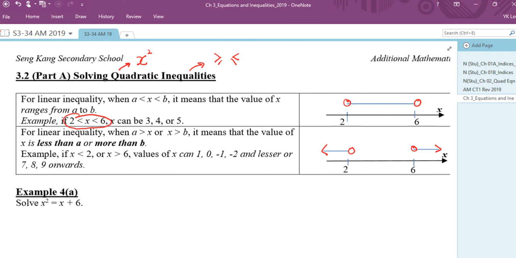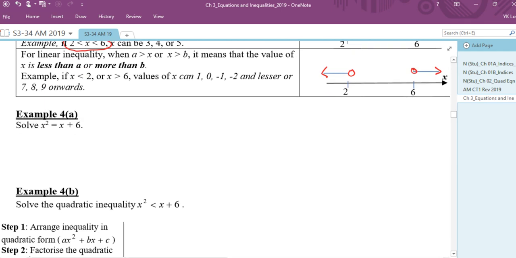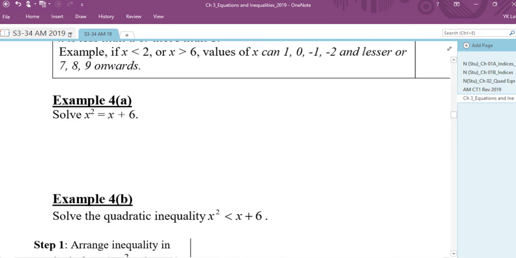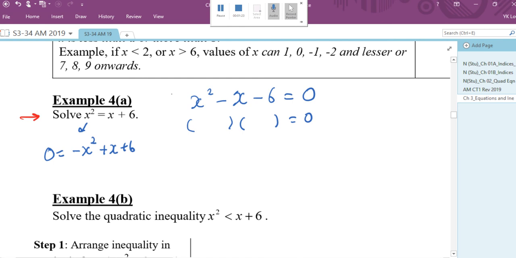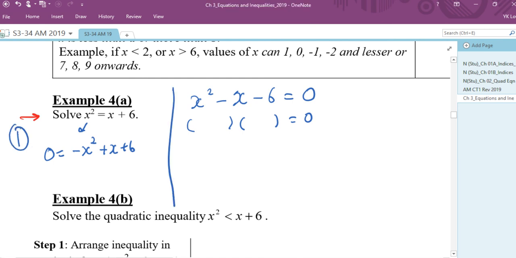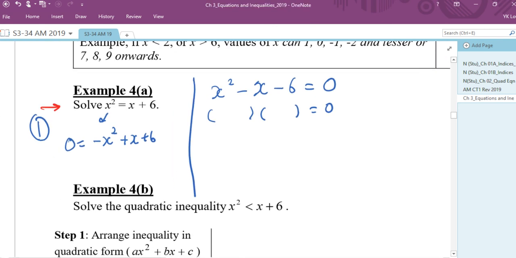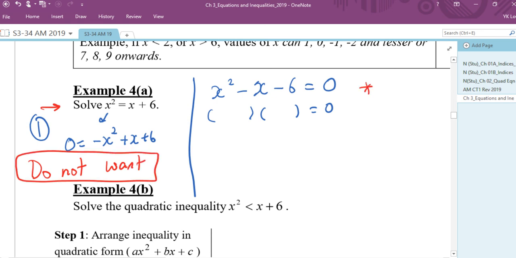Now, what happens when I have a quadratic? Can you try very quickly in 10 seconds? This one, solve. Right, let's discuss this. How many of you think that I can do it this way? Number one way. Can you write down the answer? Can, but I do not want to. Can you also make this asterisk?